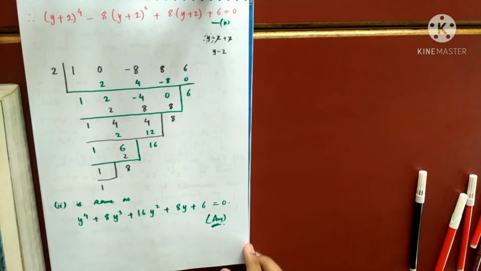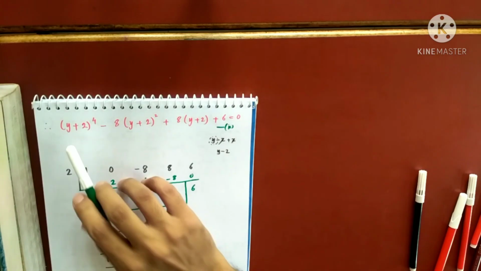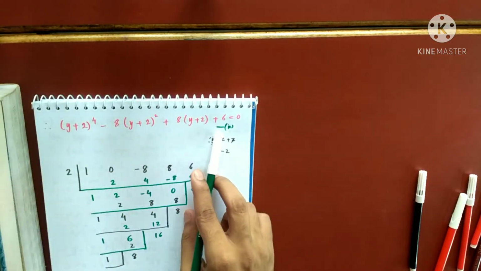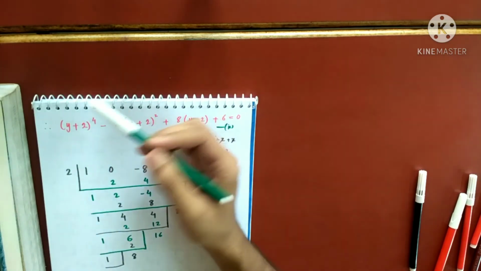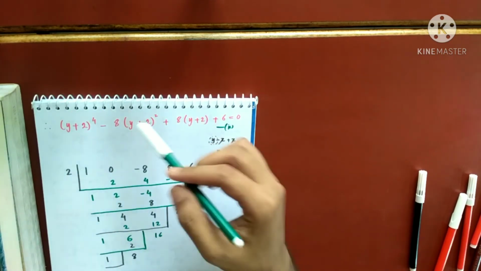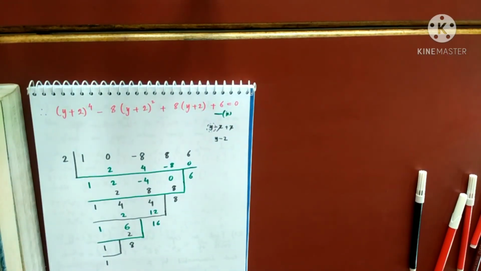So you see, you can do it this way. Again, I'll repeat what I have done. You have two options. One is using the binomial coefficients, binomial expansion. You use the binomial expansion here and just do it. Otherwise, we'll see the use of synthetic division.